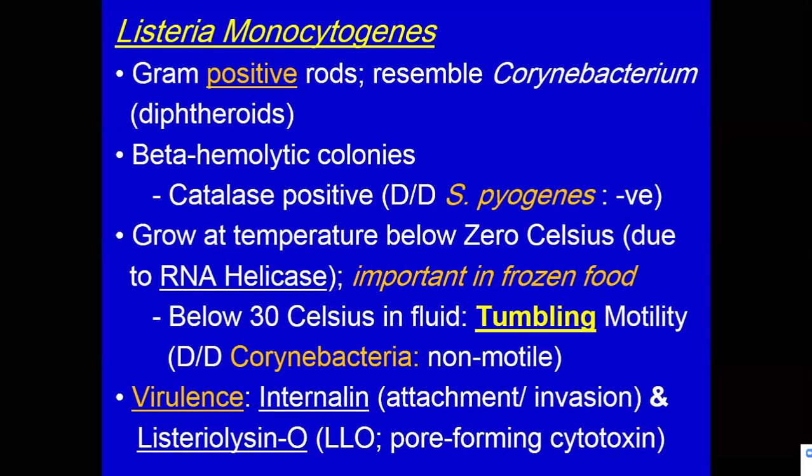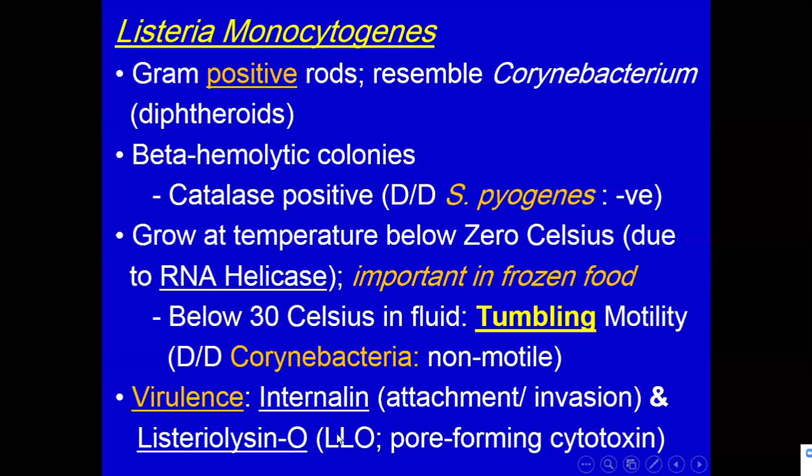So we have put two differentials here: differential from Streptococcus pyogenes by catalase, and differential from Corynebacterium, which are also gram-positive bacilli, by the tumbling motility. This microorganism has a virulence factor called internalin. It is for attachment and invasion of the host cells.